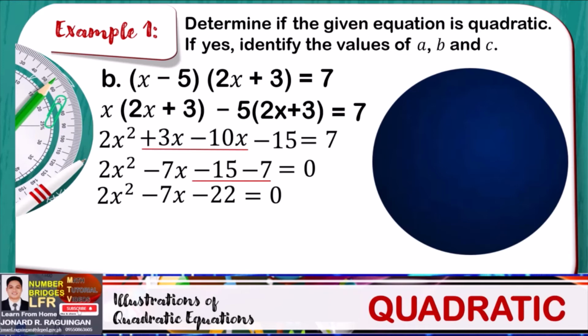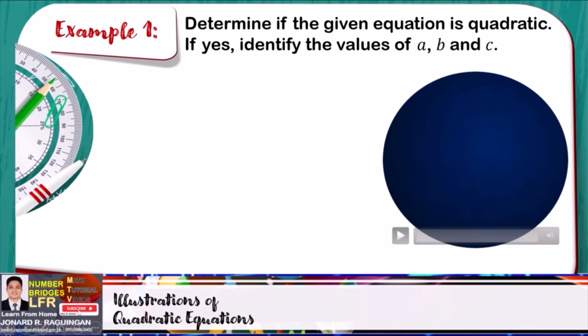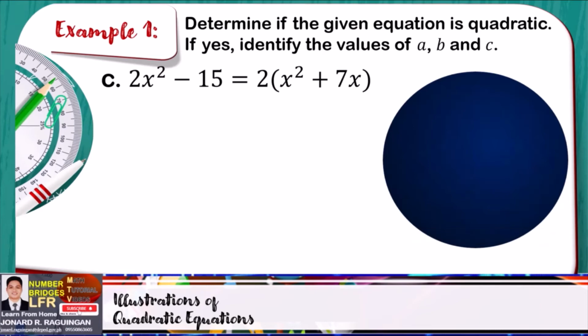The value of A is 2. The value of B is negative 7. And the value of C is negative 22. Now, let's consider this example. 2x squared minus 15 is equal to 2 times the quantity of x squared plus 7x. You have 10 seconds to answer that problem.